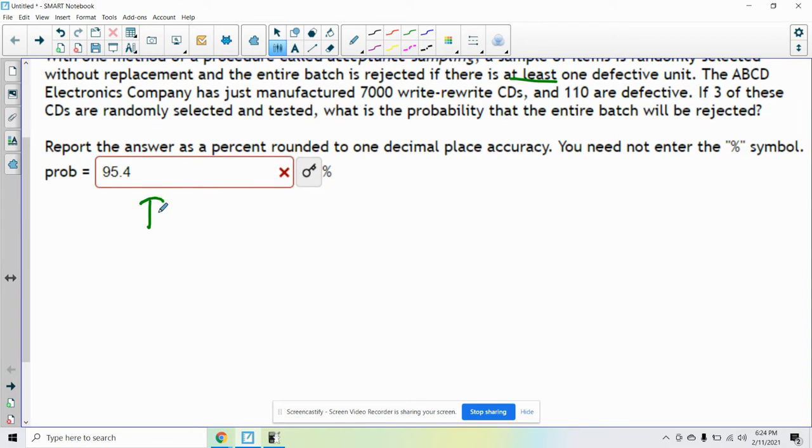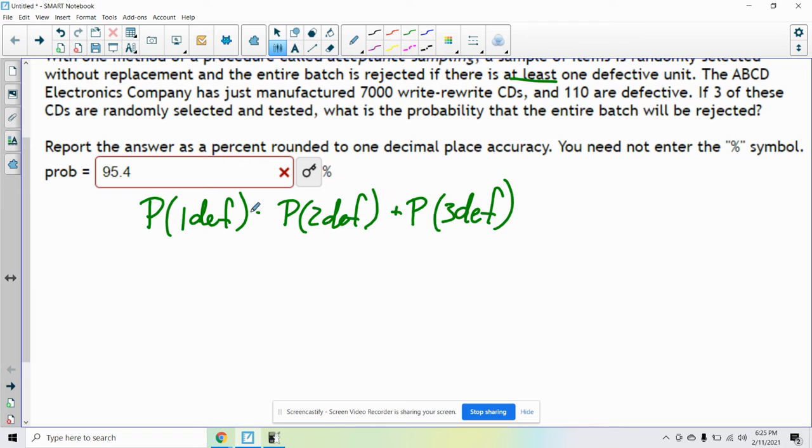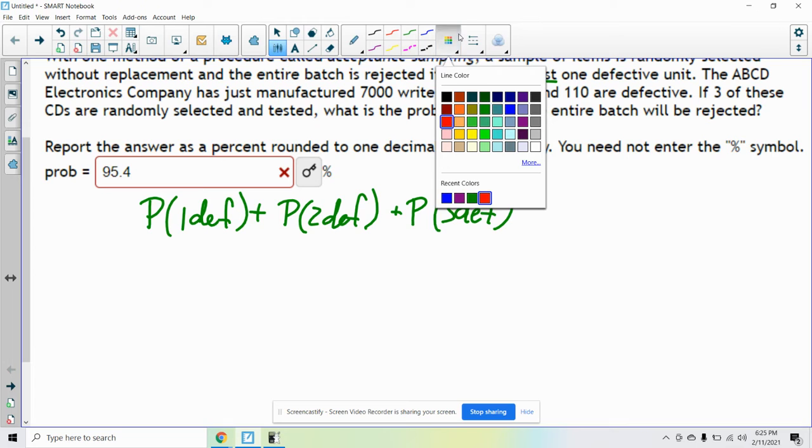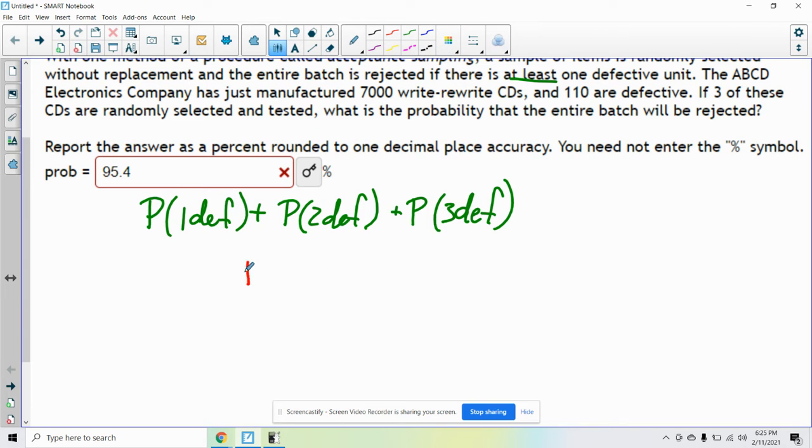So I'm looking for the probability that 1 is bad, 1 defect, plus the probability of 2 defects, plus the probability of 3 defects. So these are the 3 ways that the batch can be rejected. 1 defect, 2 defects, 3 defects. But that's kind of a painstaking process. What I'm going to do instead is figure out what's the alternative to that. What's the probability of no defects? So that's the complement. It's the opposite. It's the only other possibility. So if I want to find the probability of the green, I'm just going to do 1 minus the probability of the red. So let's figure that out.